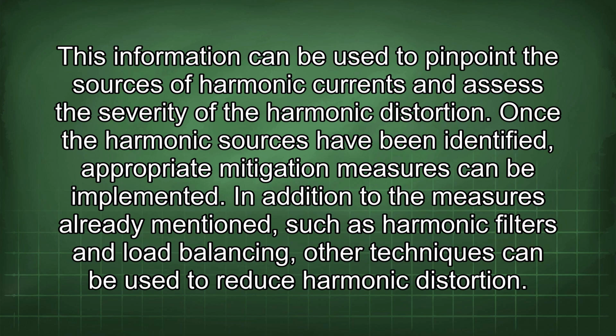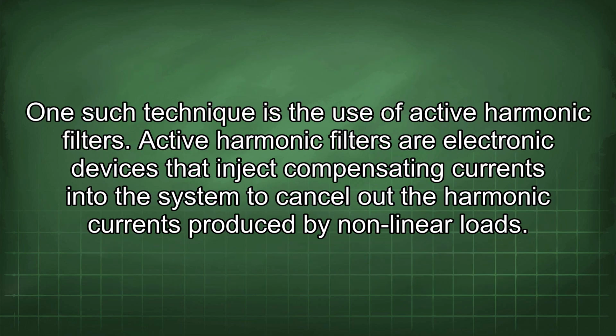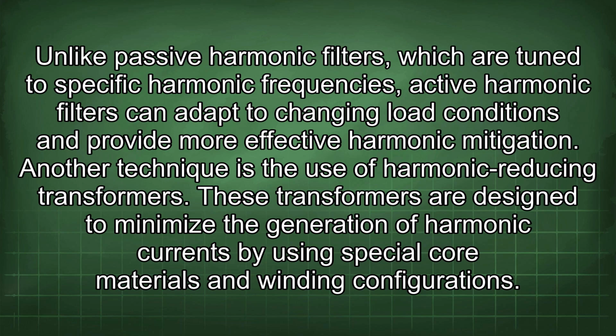In addition to the measures already mentioned, such as harmonic filters and load balancing, other techniques can be used to reduce harmonic distortion. One such technique is the use of active harmonic filters. Active harmonic filters are electronic devices that inject compensating currents into the system to cancel out the harmonic currents produced by nonlinear loads. Unlike passive harmonic filters, which are tuned to specific harmonic frequencies, active harmonic filters can adapt to changing load conditions and provide more effective harmonic mitigation.